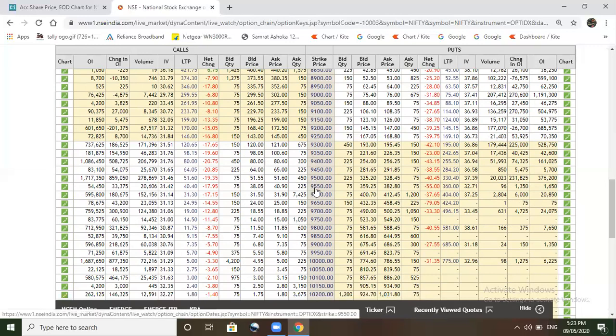On put side, let's see where is the highest open interest. If you see at the 9,000 strike price, you have 11 lakh 91,300. This is the highest. So this is the strongest support for the Nifty. So it would be very difficult for Nifty to break 9,000. Then if you move onward, 9,200 also has more open interest.